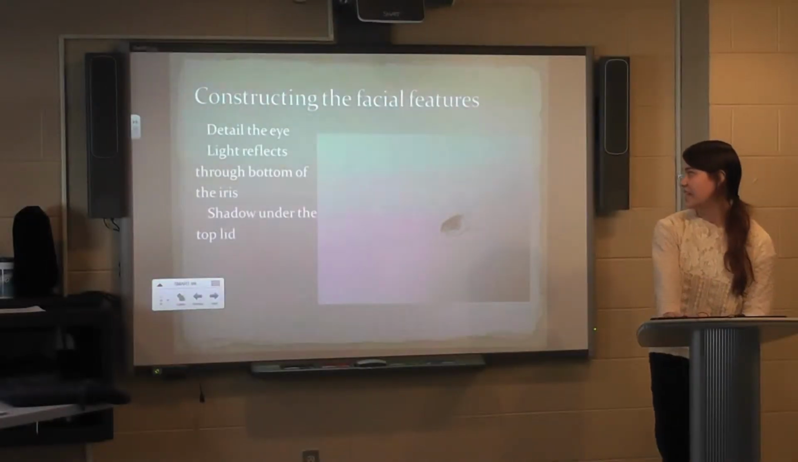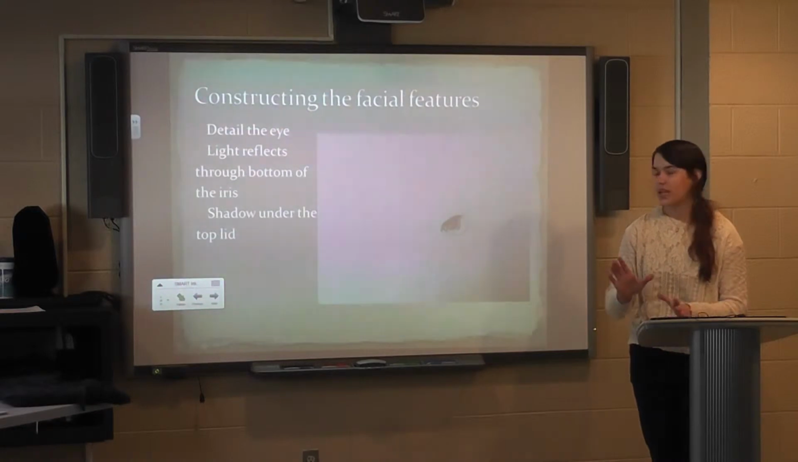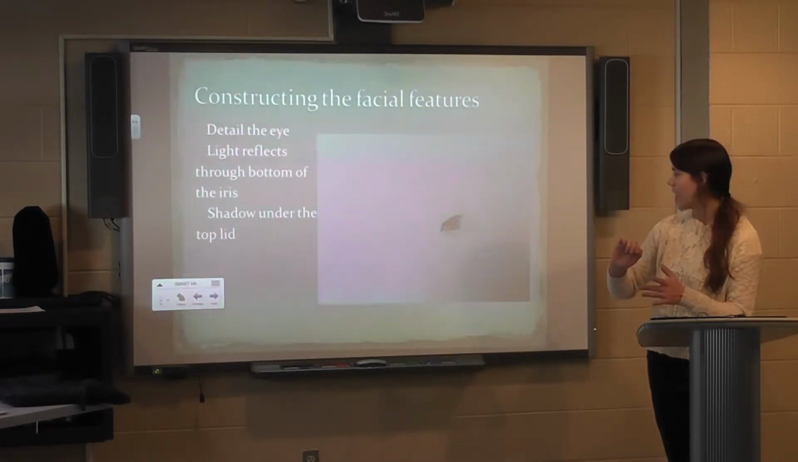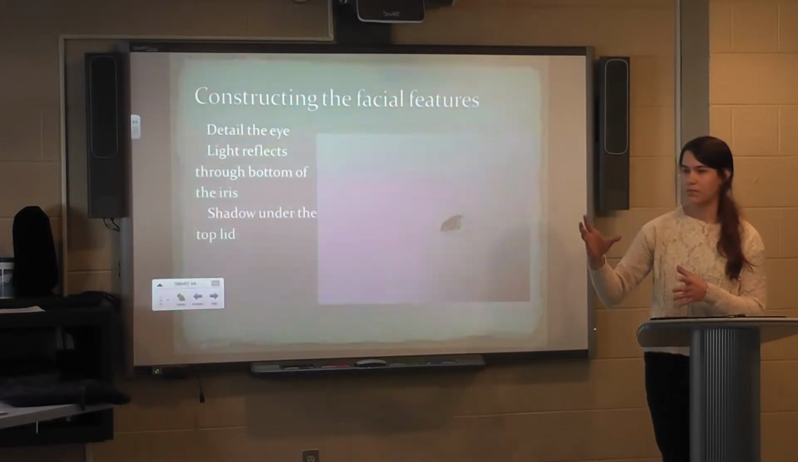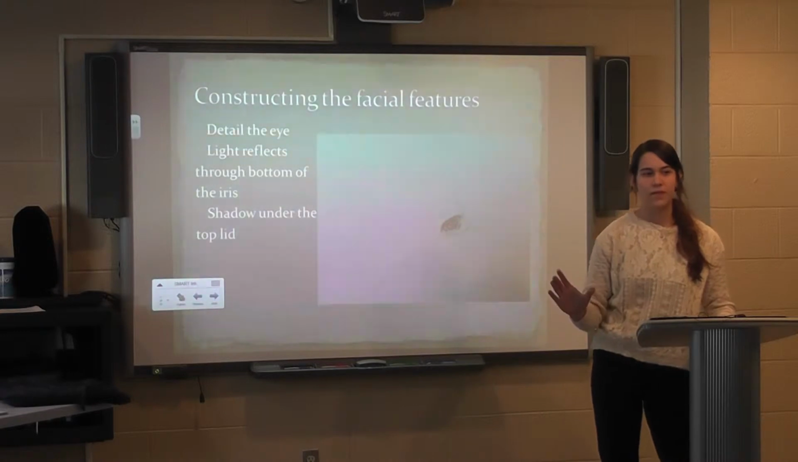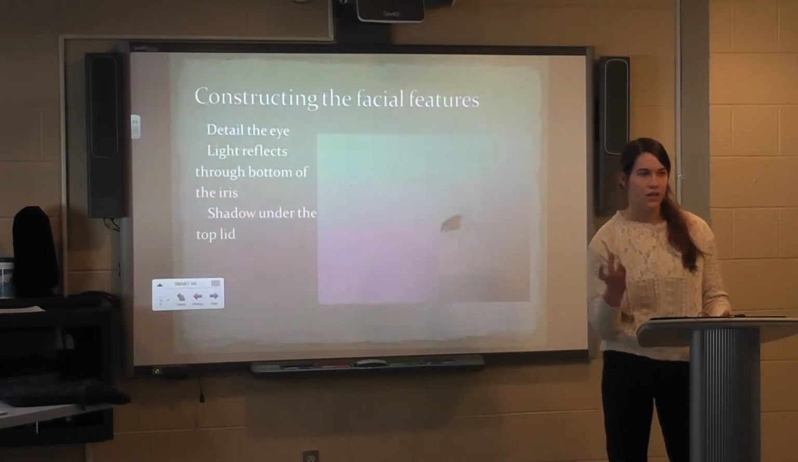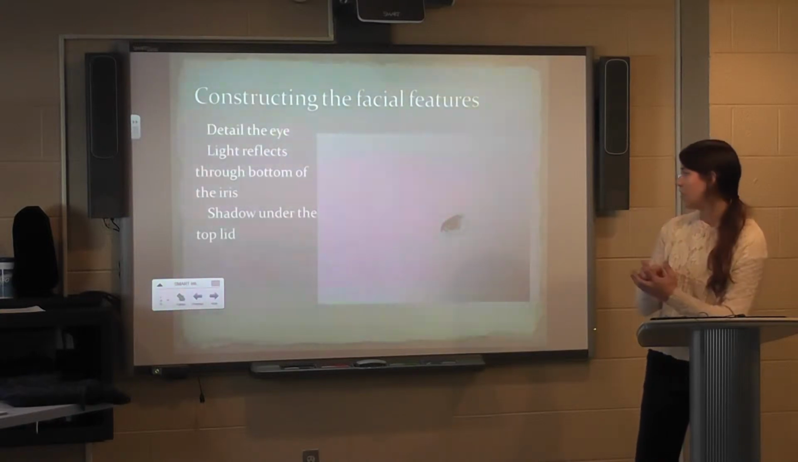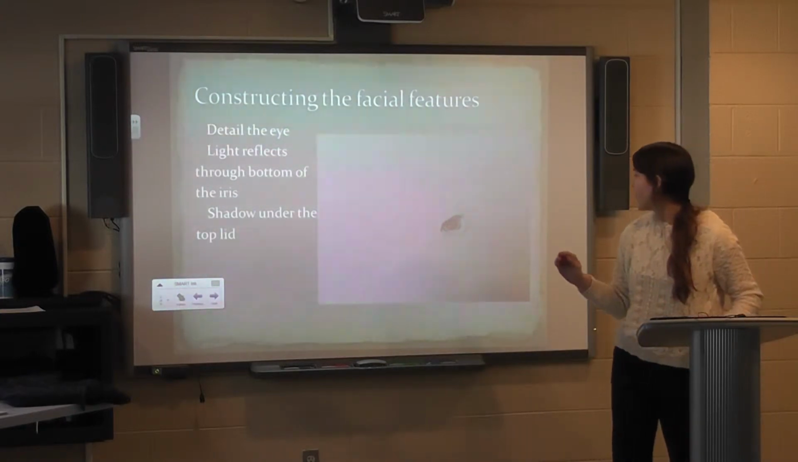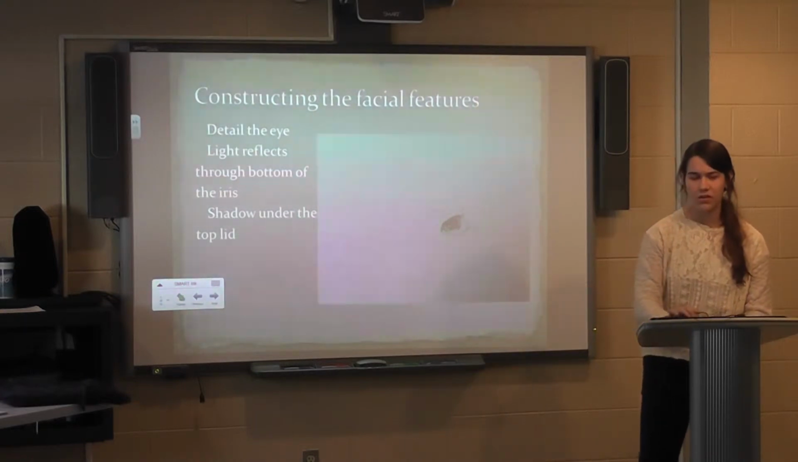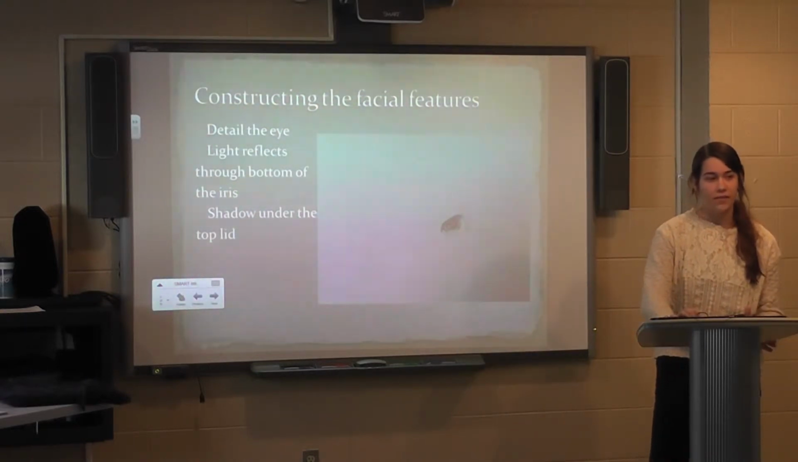You may start detailing by putting light through the bottom of the pupil, the bottom of the iris, where light will reflect through almost like glass. The pupil is going to be very, very dark because it's a hole into the skull. And it's followed by the lash line, which is equally dark. And there will be a shadow under the top lid to keep the eye from looking like it's bulging.